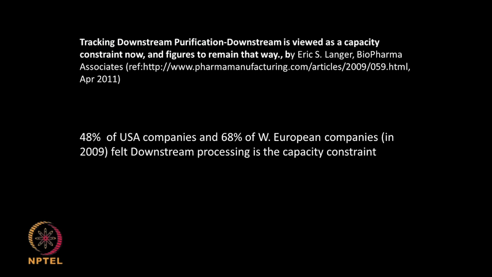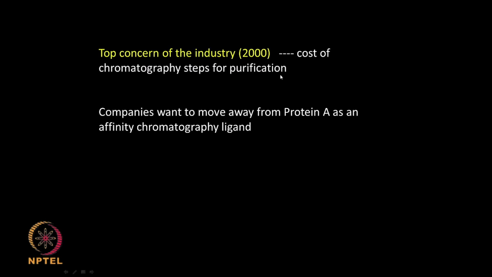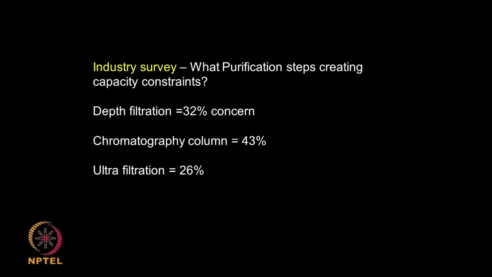Okay. The top concerns of industry, in 2000, when a survey was done, they said that the cost of the chromatography step in purification is going to be a big issue, and the companies want to move away from protein A as an affinity chromatography ligand. So these are two concerns in the industry. When an industry survey was done, what purification steps are going to create capacity constraint? Depth filtration 32% worry, chromatography 43% worry, ultrafiltration 26% worry. So you see that these are issues in the purification stages, which are going to limit your capacity.